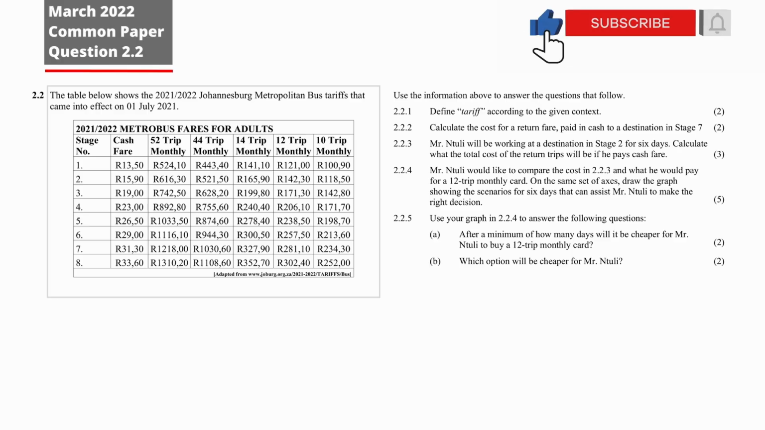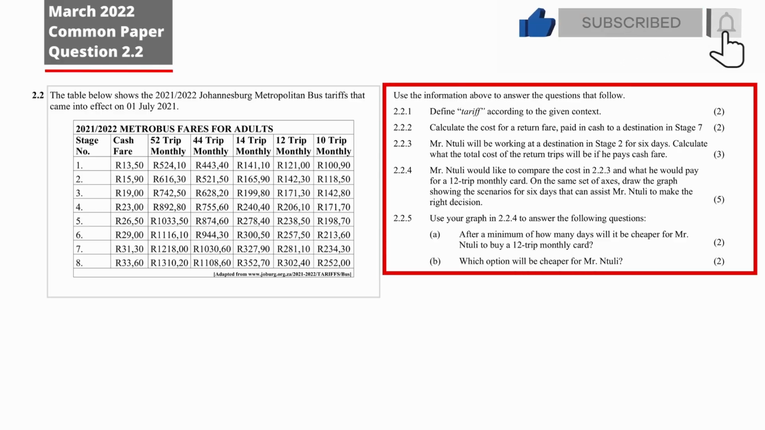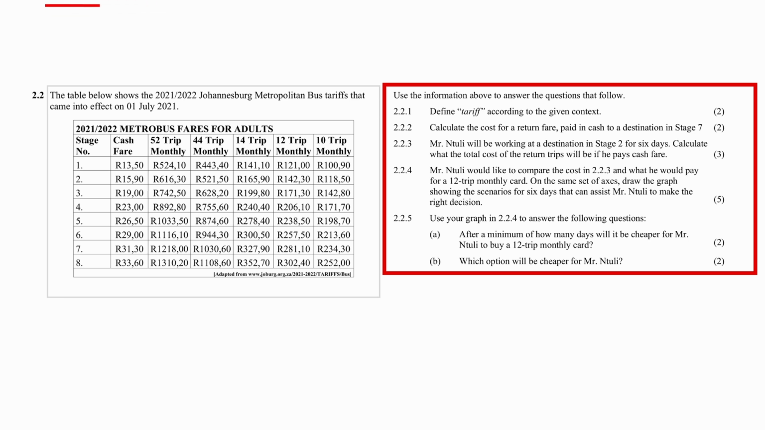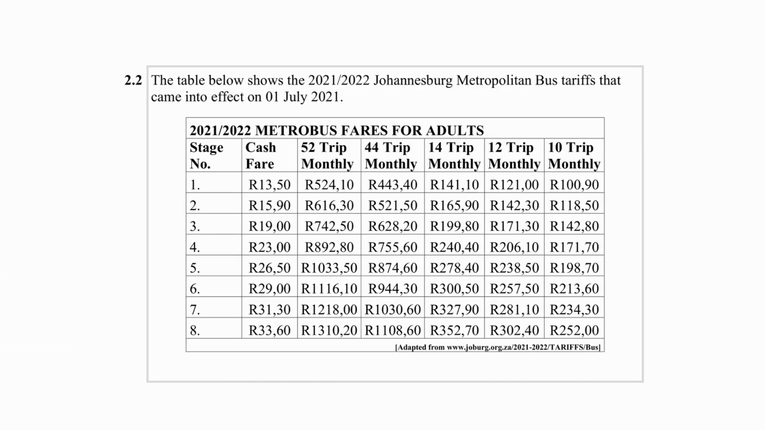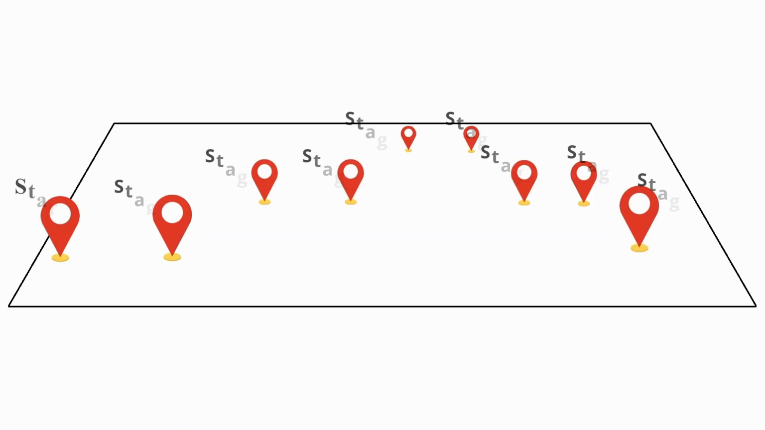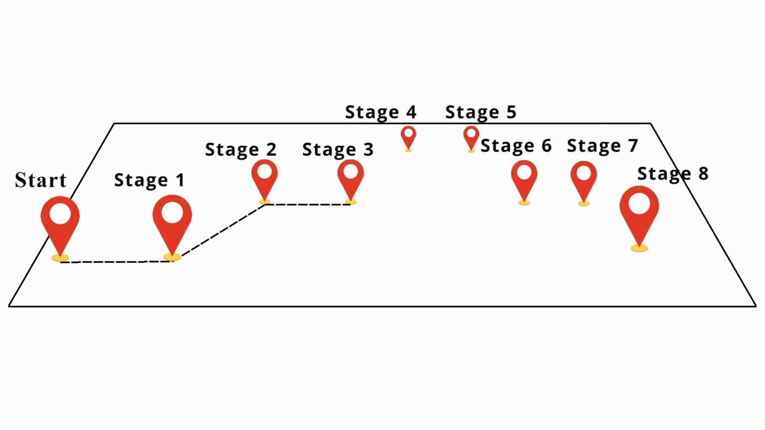Question 2.2 consists of 6 finance questions that were designed to assess your understanding of financial tariffs in the context of a bus fare tariff table. You are given a bus fare tariff table that shows the stage number, cash fare to these stages, and 5 monthly ticket prices, each with a certain limit of trips. Here you have to think of a stage as areas along a route to a final destination.